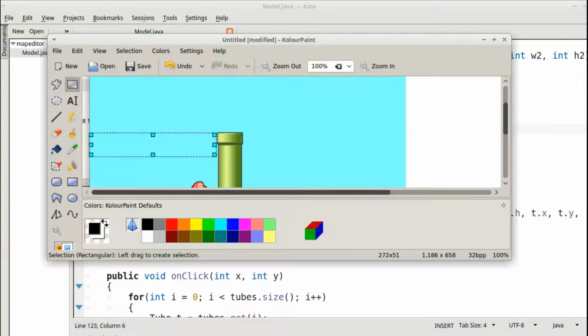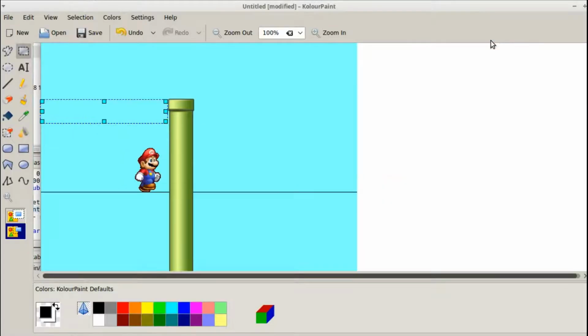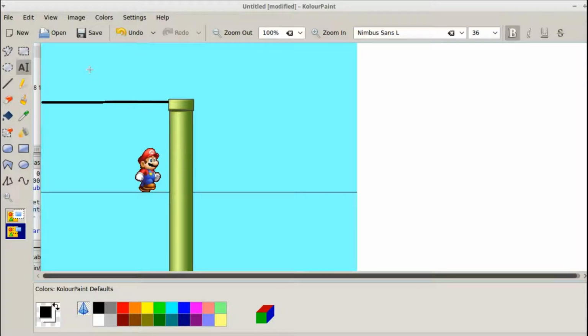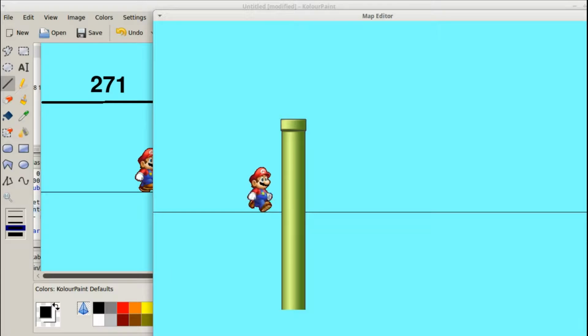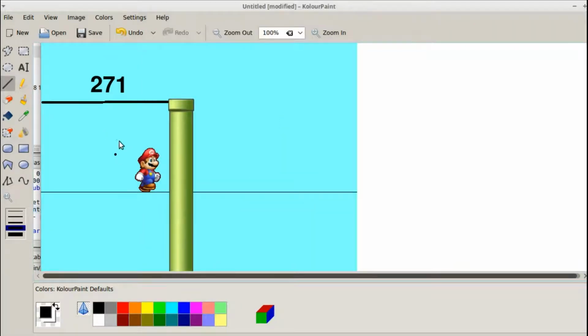So here's what I am viewing. And you see how I'm very carefully diagramming everything I know. So I'm going to say from here to there, 271 pixels. Now I know that Mario's location is what? 410. So that's his feet right there.